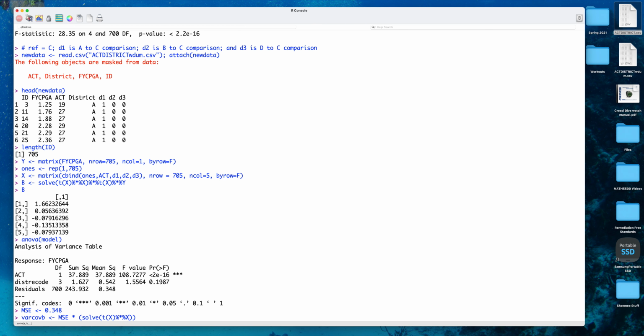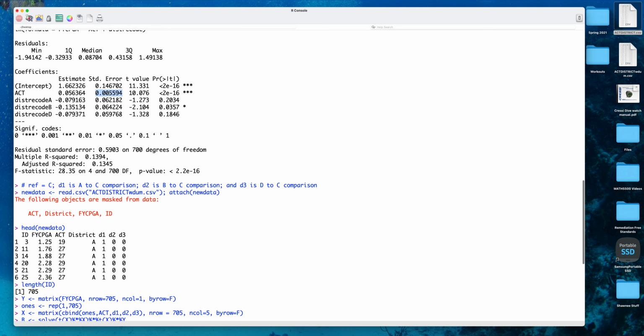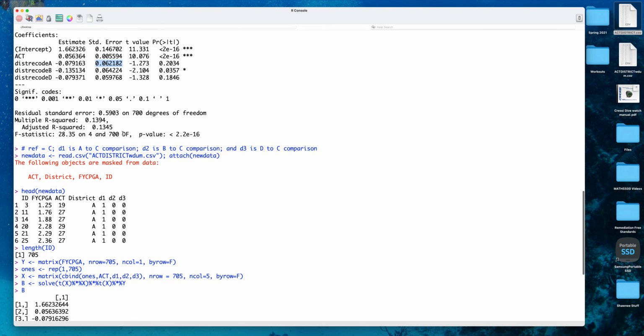So what do we have here? What's the first diagonal? That would be the variance of beta 0. This is the variance of beta 1, which in this case is ACT. This is the variance of our dummy variable 1, this is the variance of dummy variable 2, and this is the variance of dummy variable 3. You can see that our standard errors are very, very small, as demonstrated by our output.